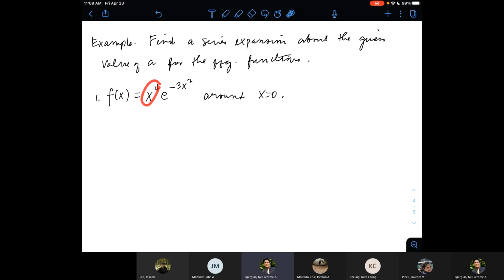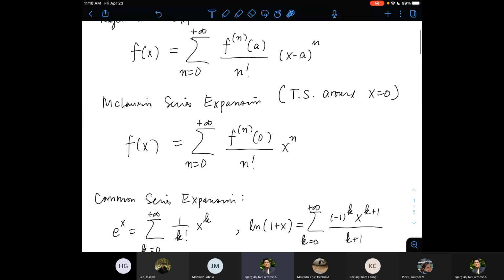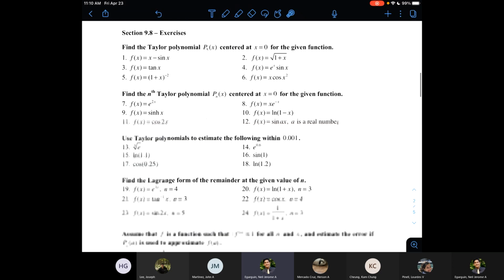Well, this function involves x to the power 4, which can be treated as a series expansion of itself because it's just a power of x, right? So we can leave it as is. And then we have e to the minus 3x squared, but we already know an expansion for e to the x, right? So we can avoid going through the definition of the Maclaurin series expansion because again my center of expansion is x equals 0. I was supposed to use this, but this will involve differentiating the function f.